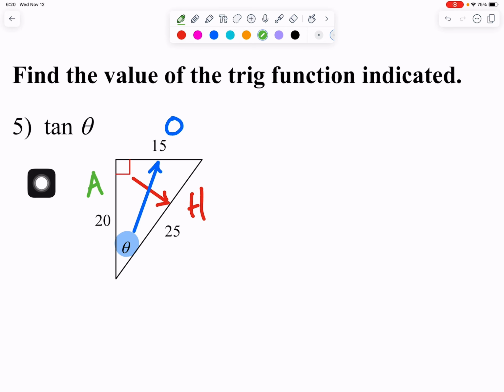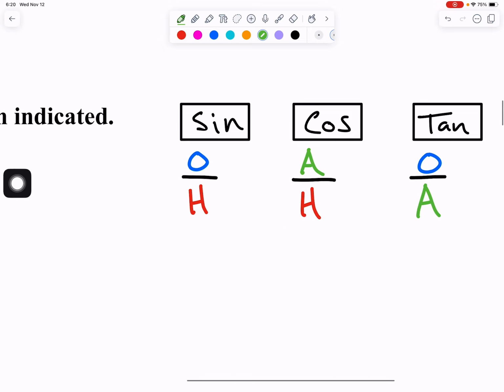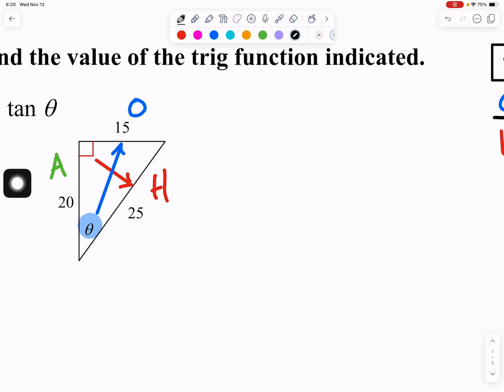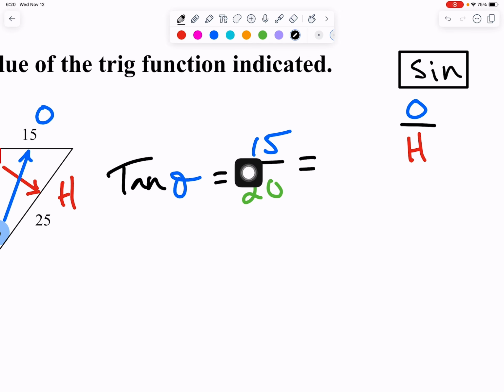Now go back to our tool for tangent. Tangent uses the opposite and the adjacent, our TOA. We will write this as tan theta equals our opposite of 15. Set that over your adjacent side of, yes, 20. Can we reduce the fraction? We certainly can. The greatest common denominator between these two numbers is 5. So that will be 3 over 4.